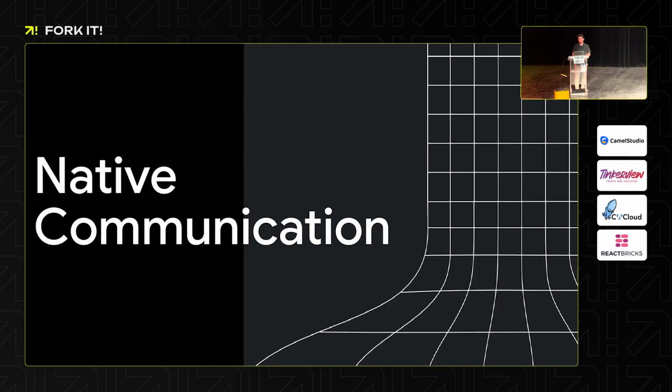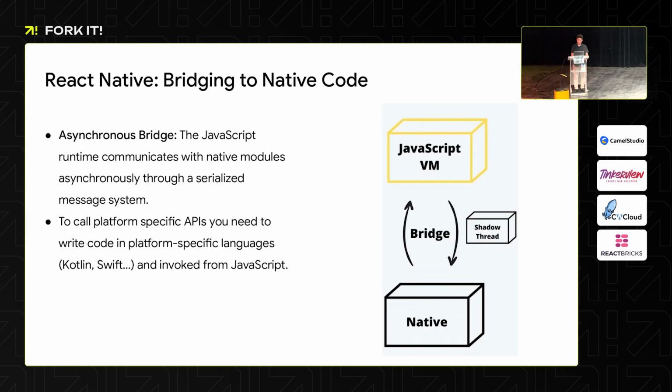Okay, so now we are going to talk about native communication. We talked about the compilation, and this will help us understand how to communicate with native code. Because in Android, for example, if you are going to show a permission dialog, or pick a file, or do any platform-specific functionality, you need to call native code. So that's an important thing.